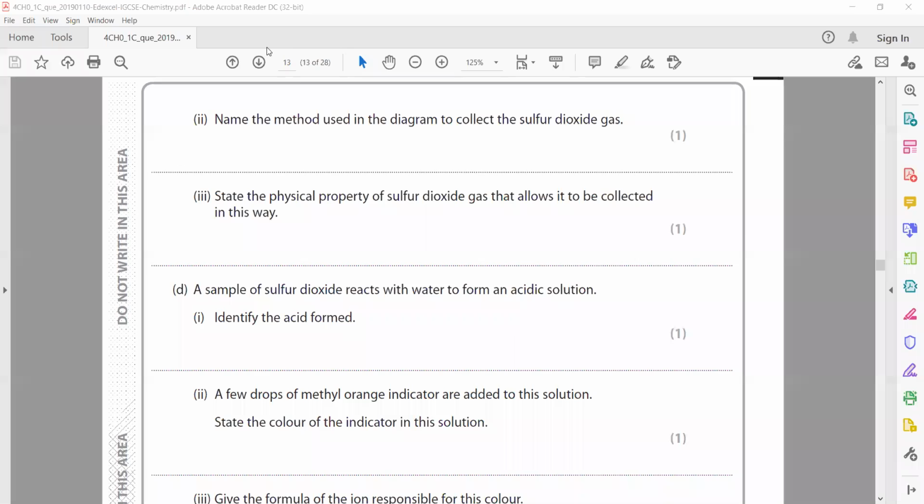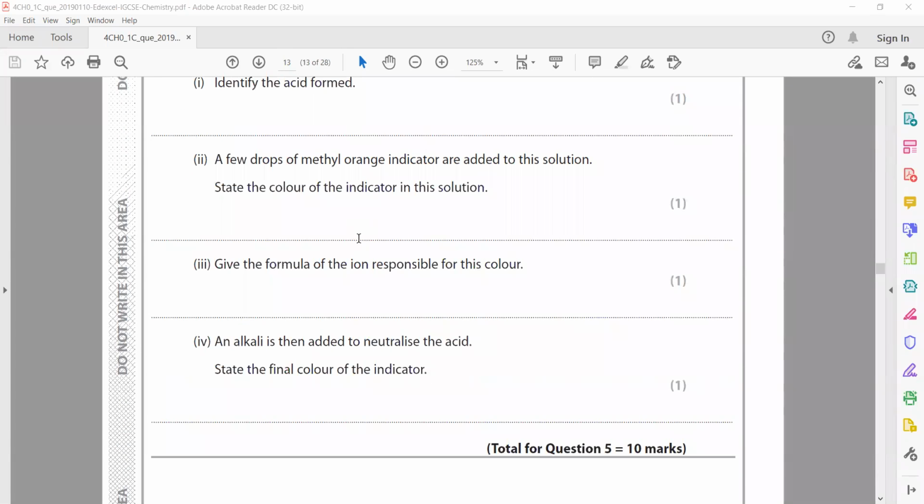A few drops of methyl orange indicator. State the color. So methyl orange indicator, it will be red. Give the formula of the ion which is responsible for this color. Hydrogen ion is there, acid, and an alkali is added. So what will be the color change? It will turn orange.